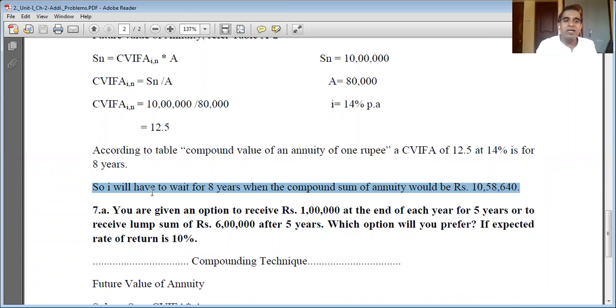So your answer is, I will have to wait for 8 years. That much answer is also enough. You need not write the actual amount of annuity. So this problem was with a twist. Any questions? Anybody who is not able to understand which part, please ask, I'll clarify.